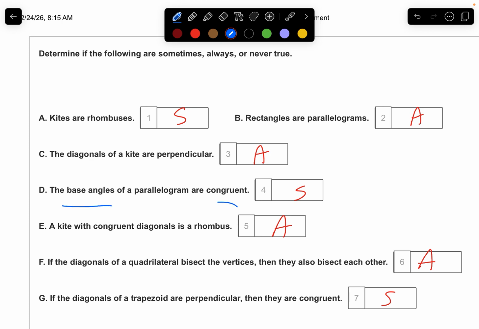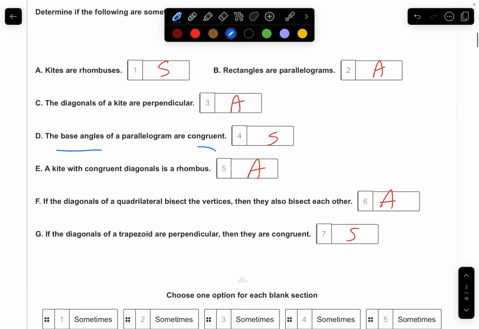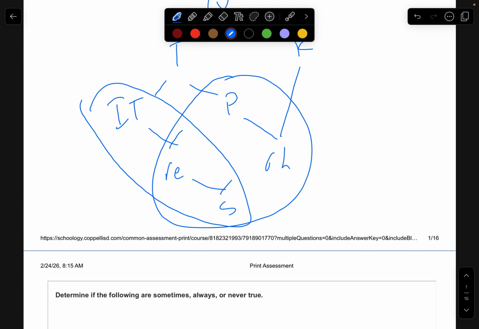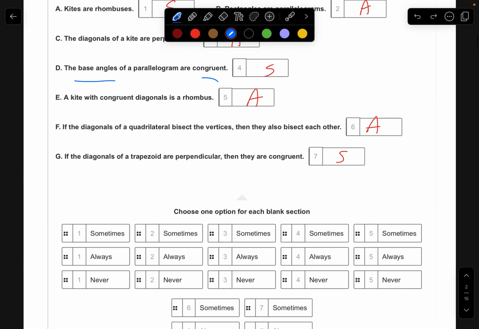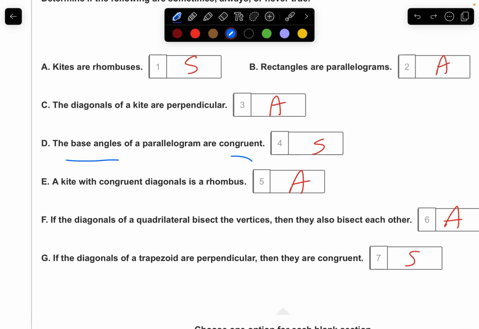The base angles are congruent. It is an isosceles trapezoid property, and a parallelogram. So we're talking about an isosceles trapezoid and a parallelogram. Is that true for a parallelogram? So here are my parallelograms. Are the base angles always congruent on a parallelogram? No. Can they be? Yes. So some parallelograms have that property while some don't. So that is going to be sometimes.